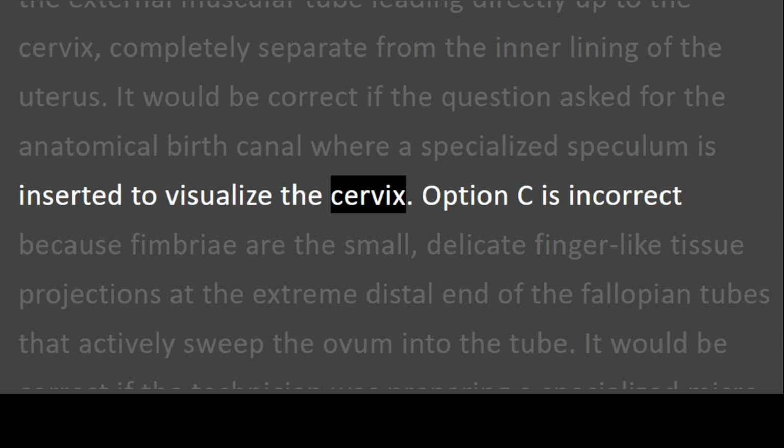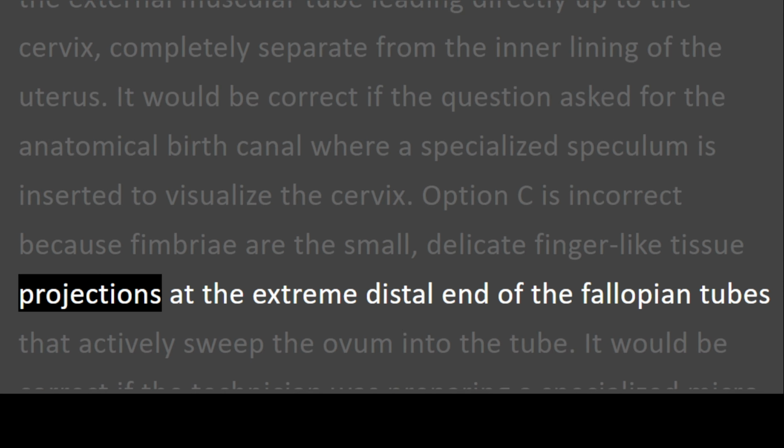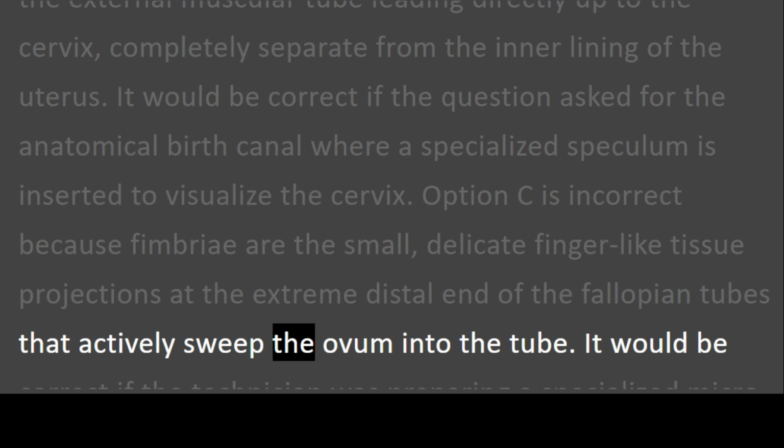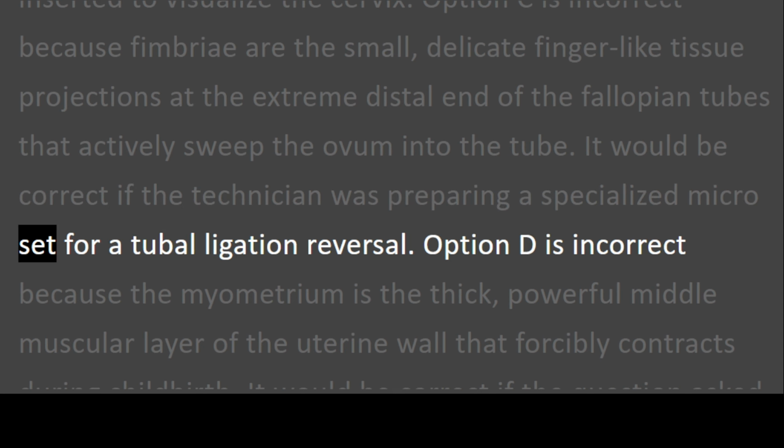It would be correct if the question asked for the anatomical birth canal where a specialized speculum is inserted to visualize the cervix. Option C is incorrect because fimbriae are the small, delicate finger-like tissue projections at the extreme distal end of the fallopian tubes that actively sweep the ovum into the tube. It would be correct if the technician was preparing a specialized micro set for a tubal ligation reversal.